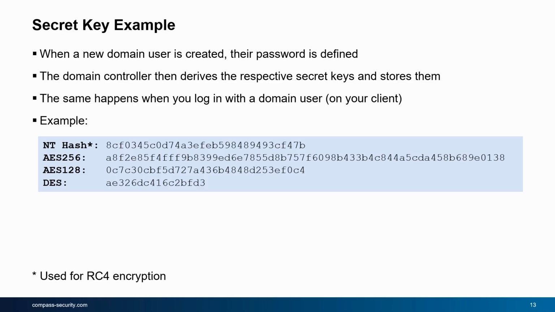Here are a few examples of how these keys look. Here we have 4 different variations. We have the NT hash, which is the same as the user's password as it's stored in Windows. This is used for RC4 encryption. And then we have AES-256, 128, and even DES.